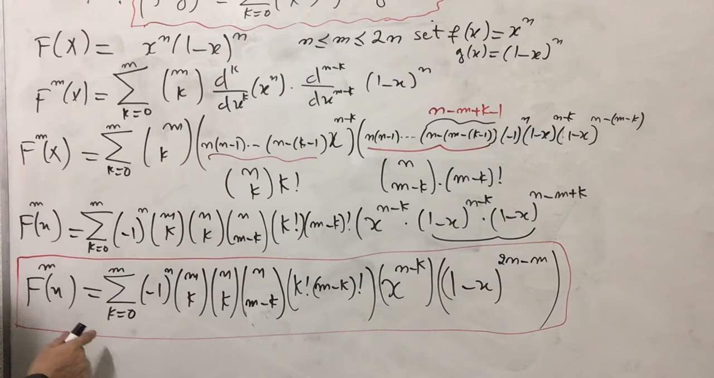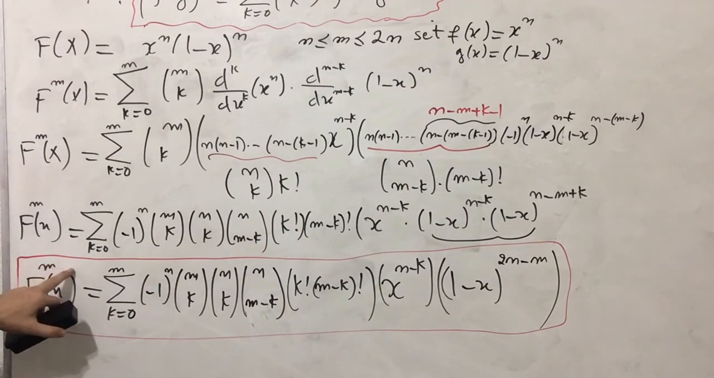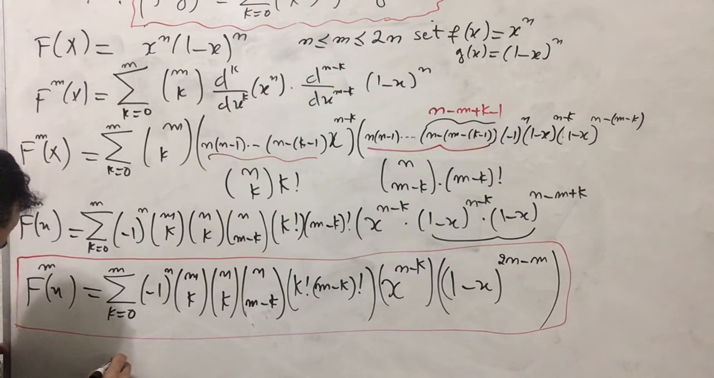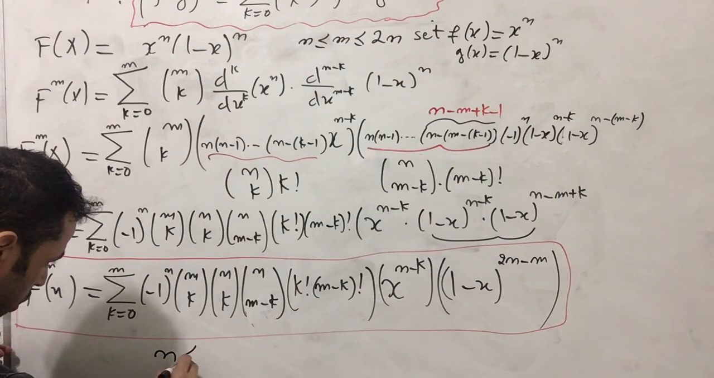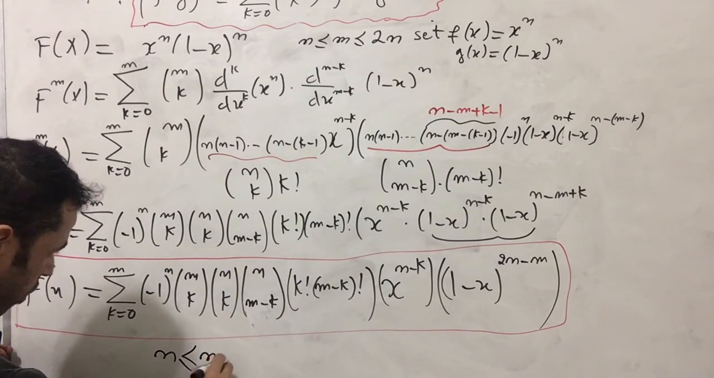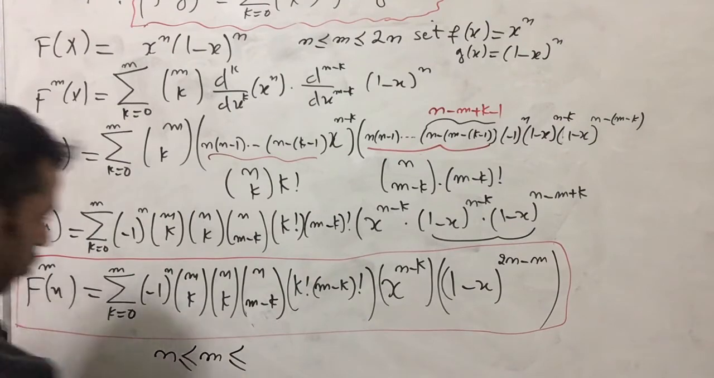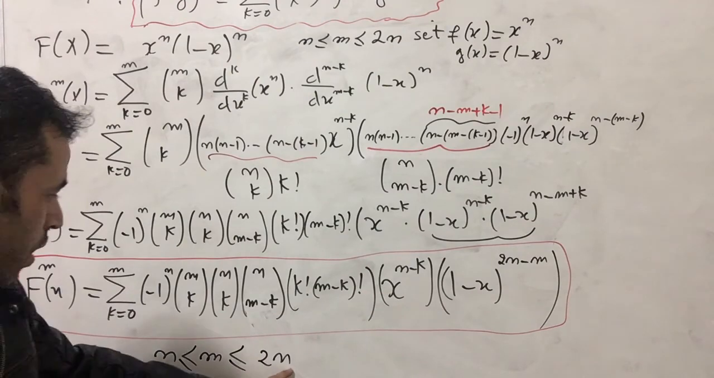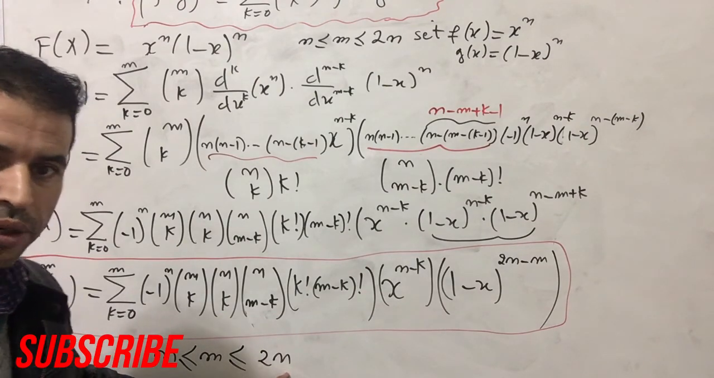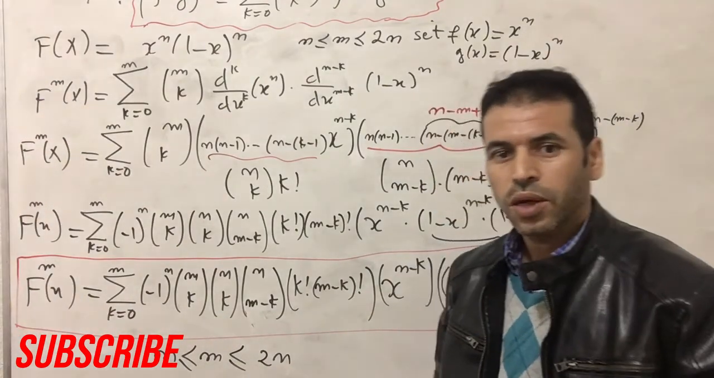Now I have differentiated this function m times, with this condition: n is less than or equal to m, as m is less than or equal to 2n. So m takes n as a minimum value and 2n as a maximum value, okay? Now I am done with this problem.